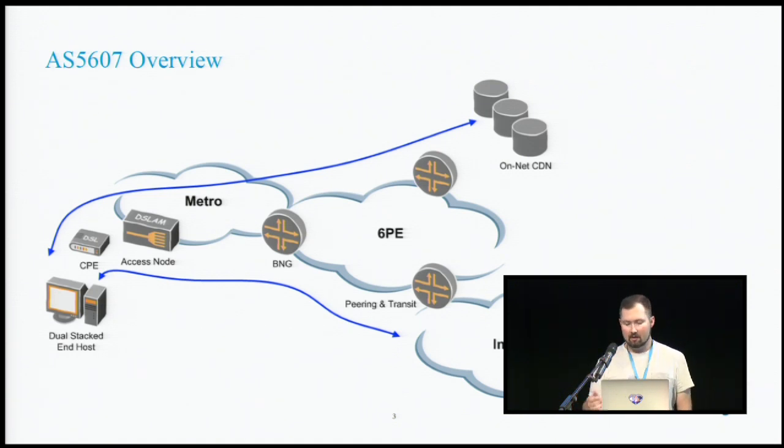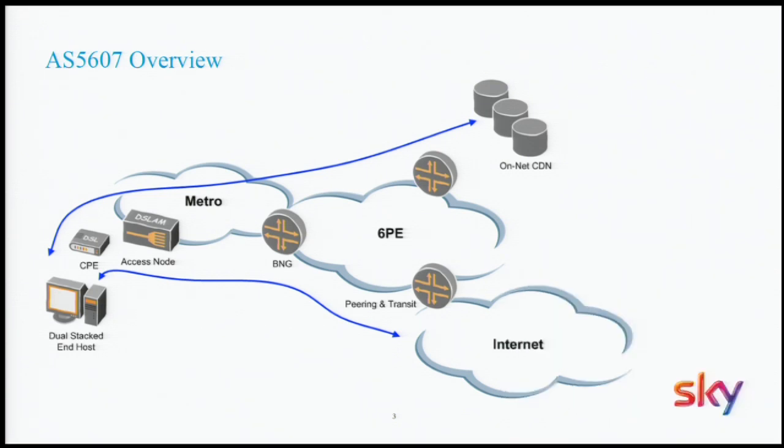That's roughly what it looks like. You guys know how an ISP looks. We're using 6PE across the core. Nothing fancy there. We have our own on-net CDN and lots of peering and transit.